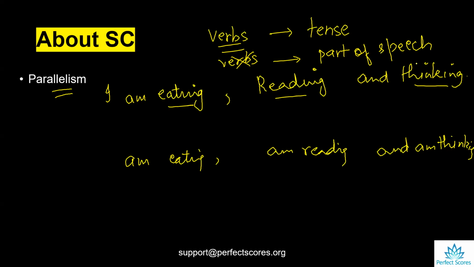You can't have combinations of verbs and adjectives and nouns. So these are really easy sentences right now, but how things get complicated is that there will be a lot of stuff added over here, a lot of words added over here, and a lot of words added over here. But the basic sentence is still the same. I'm eating, reading, and thinking.